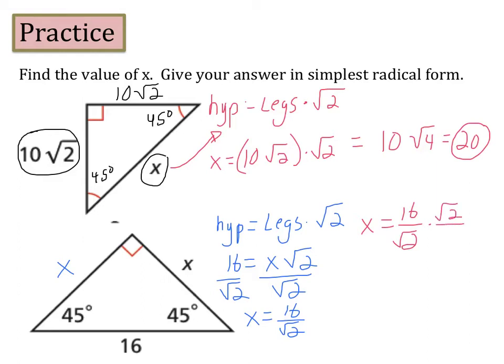We can't have a radical in the denominator, so we multiply by the square root of 2 over 2. Then we're left with 16 times the square root of 2 over the square root of 4, which is 2. And this can simplify out because we have this 16 and the 2 here. So our final answer is x equals 8 square roots of 2.